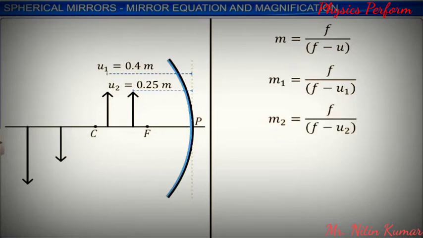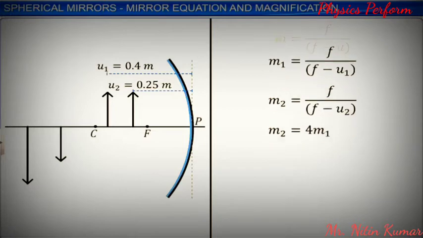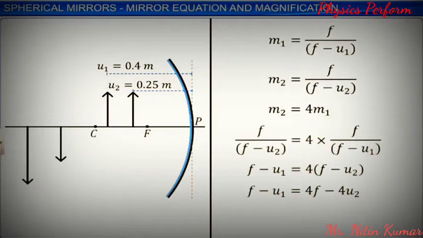On substituting the values of m1 and m2 from the above equations and on further simplification, we have 3f is equal to 4u2 minus u1. When the values of u1 and u2 are substituted, we get f is equal to minus 0.2 meter.